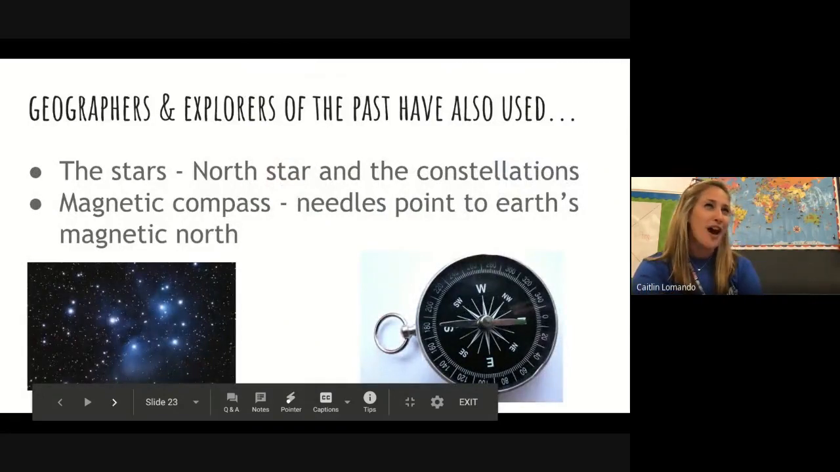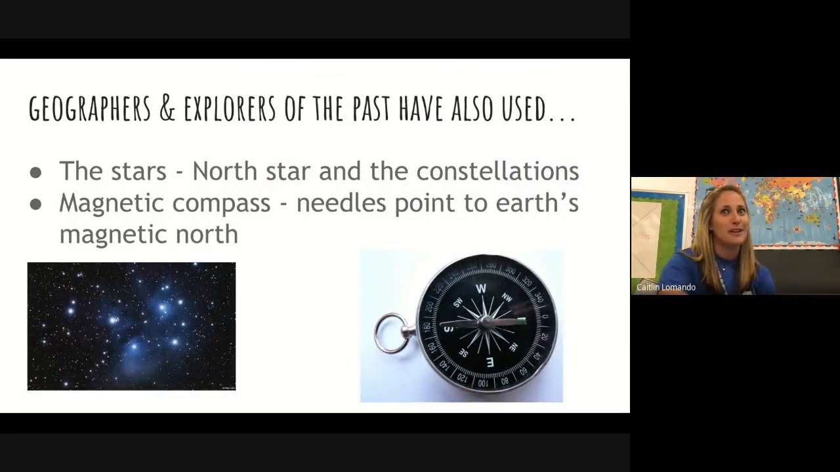Maybe you thought of ways of finding your place a long time ago. Some people use the stars, the North Star and the constellations to find their way. Other people have used compasses. A magnetic compass, the needle always points towards Earth's magnetic north to help people find their way. Now, you or I probably wouldn't use these resources nowadays.